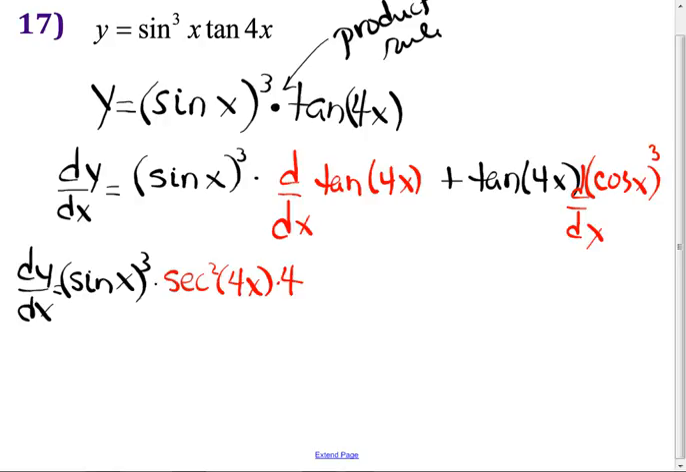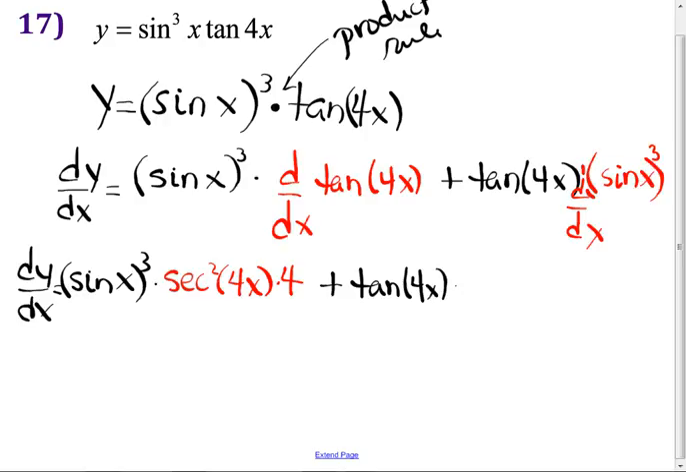Most of the time, it's not going to be more complicated than this. This one's kind of complicated, but you get a partner. Plus, and then we have the tangent of 4x. And now we have to do the derivative. Oh, I even copied that wrong. It's not cosine of x. It's what? Sine of x. Because I had changed it, that's why.